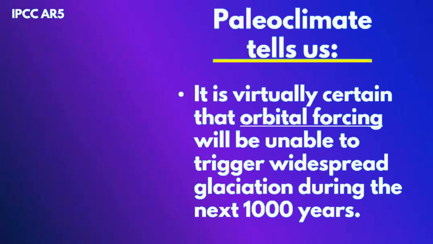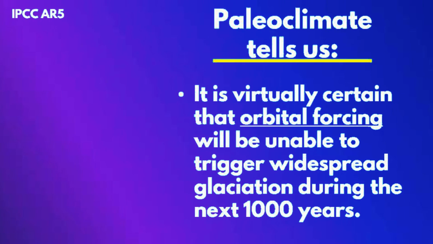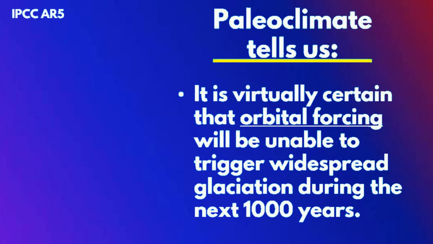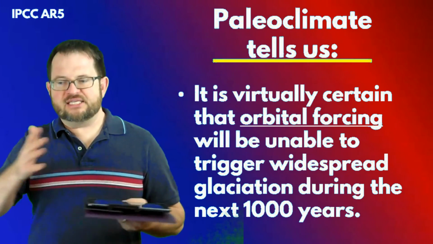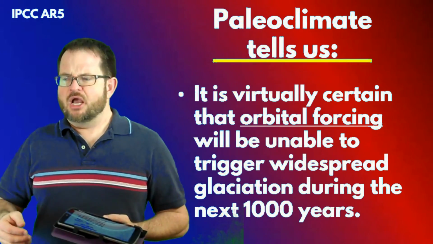Looking towards the future, paleoclimate can give us some information too. For example, now that we have seen the changes that we are causing and we can look back at the changes in the past, it is now virtually certain that no natural source, like orbital variations, small changes in the Earth's orbit, which we're not in control of, are going to be able to cause an ice age for at least 1,000 more years. We're not going to move into an ice age anytime in the next 1,000 years.